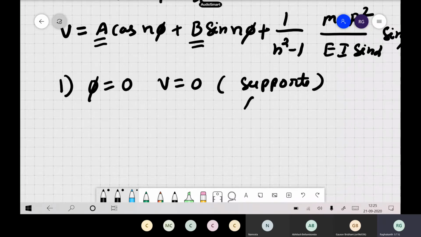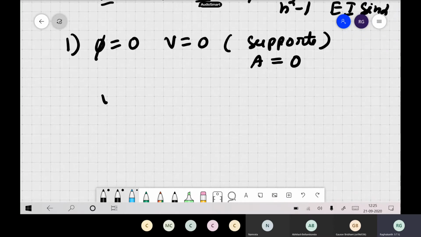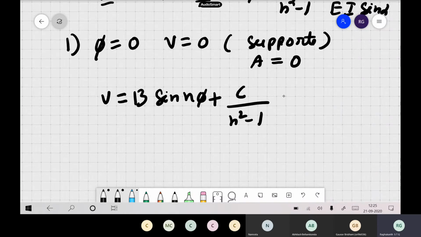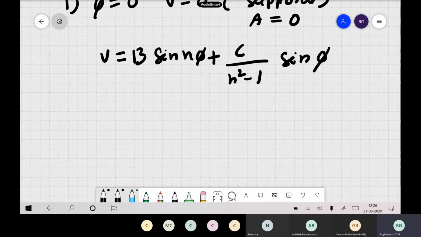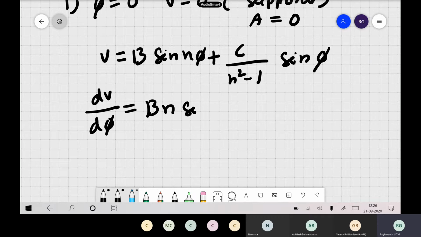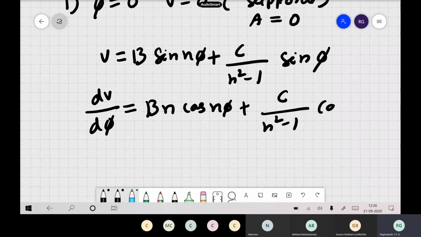So now A becomes 0. So V becomes B sin nφ plus C/(n²−1) sin φ. Two constants are there, B and C. If you take its derivative, dV/dφ, this is nothing but the slope: Bn cos nφ plus C/(n²−1) cos φ.